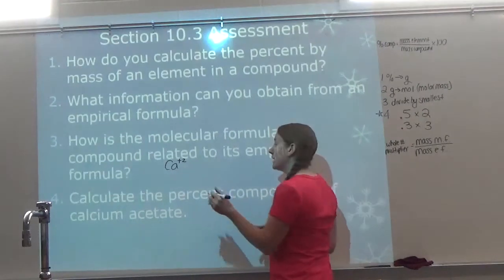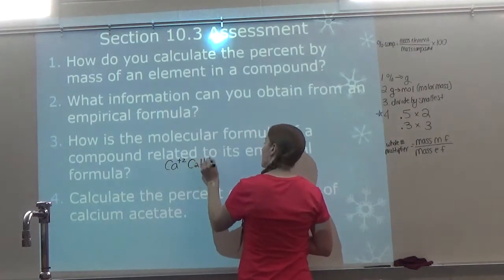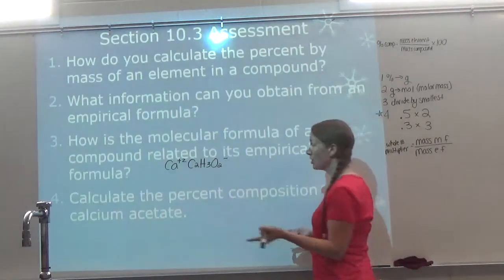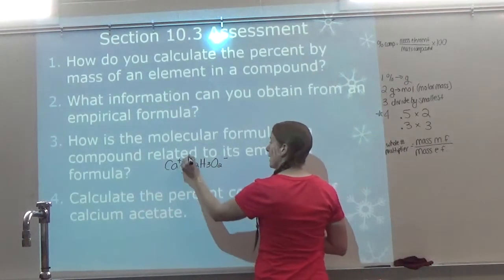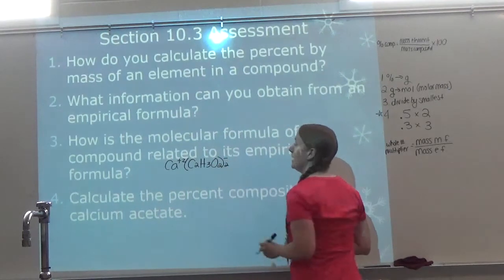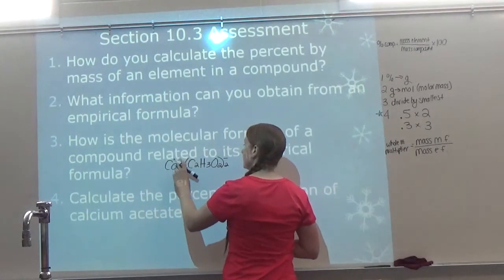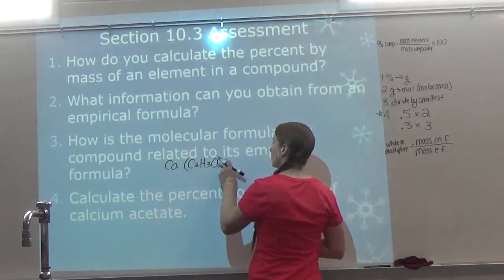Acetate is a polyatomic ion. It's C2H3O2 with a charge. So I need to cross that charge. So I bring my 2 down, but how do I do that on a polyatomic ion? I put it in parentheses. Okay, now to get rid of some numbers, I'm just going to erase my charges so they don't confuse you.